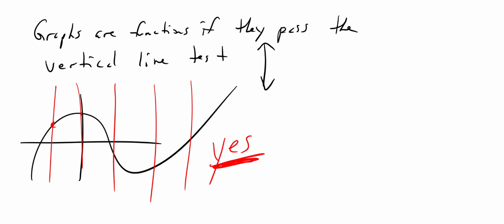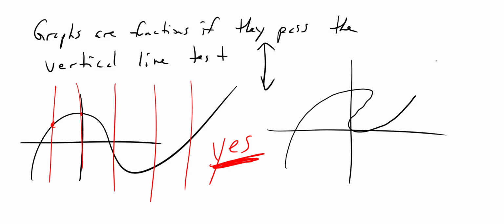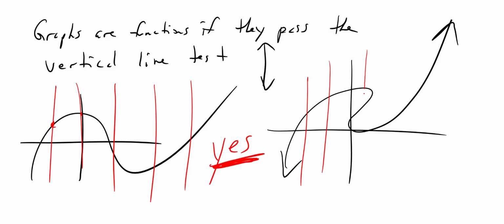An example where it doesn't is if I gave you something that looks like this. Again, you would go, okay, that's good, that's good. Oh, that's not good. In fact, it's crossing in more than one place. So this would be no. It's not a function because it crosses more than one place. So that's how you do it with a graph as well. Pretty easy.